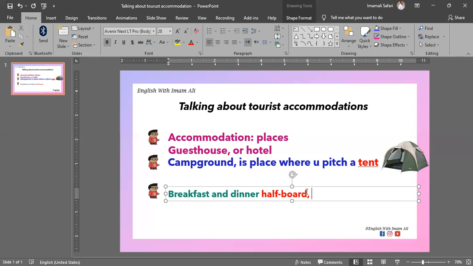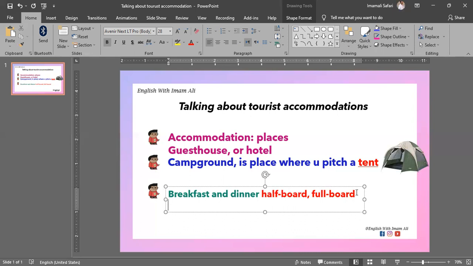But if a hotel gives you everything, for example breakfast, lunch, and dinner, that is called a full board hotel. You pay the money for everything: for the place where you stay, for breakfast, for dinner, for everything. That's called full board. I hope you understand what full board and half board hotels are.